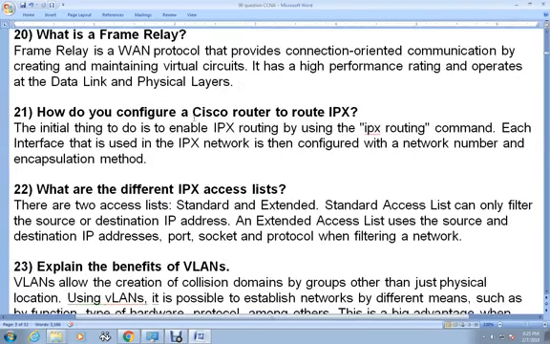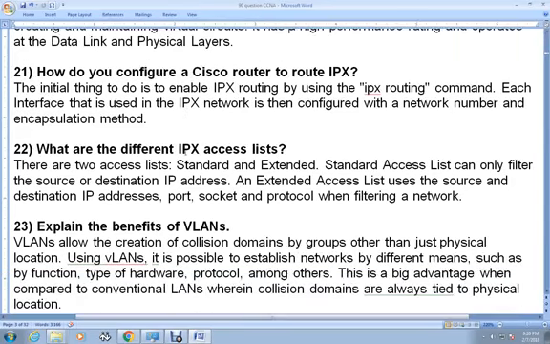Next question, guys: what is frame relay? So guys, frame relay is a WAN protocol that provides connection oriented communication by creating and maintaining virtual circuits. It has a high performance rating and operates at the data link and physical layer. Next question, guys: how do you configure a Cisco router to route IPX? So the initial thing to do is enable IPX routing by using the ipx routing command. Each interface that is used in the IPX network is then configured with the network number and encapsulation method.